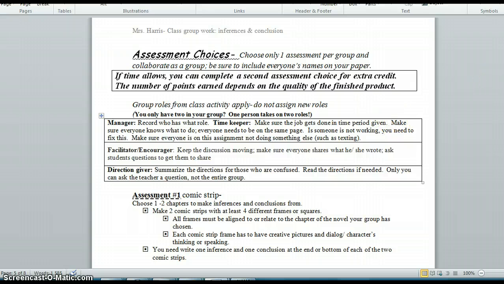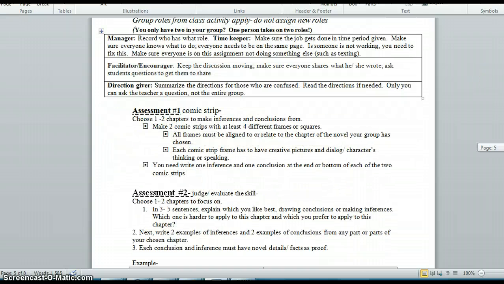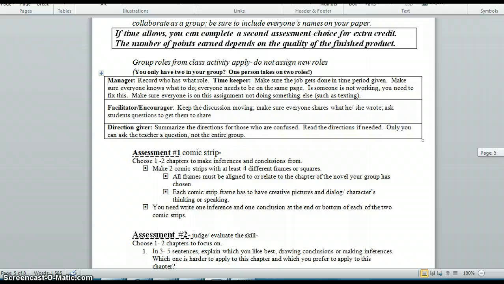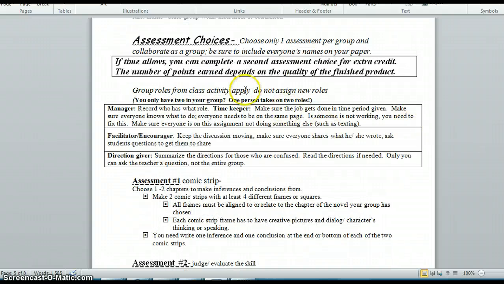Let's go over these assessments so you know what to do. You're only choosing one. Please don't ask me in class how many you have to do. One. Oh, by the way, if your group is done early, you can do two, but that would be extra credit. If time allows, complete a second assessment for extra credit.